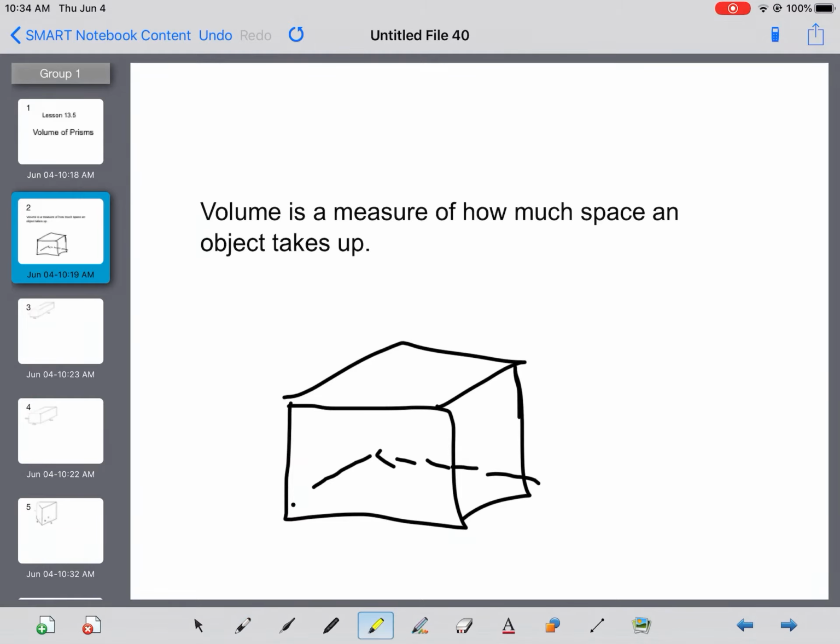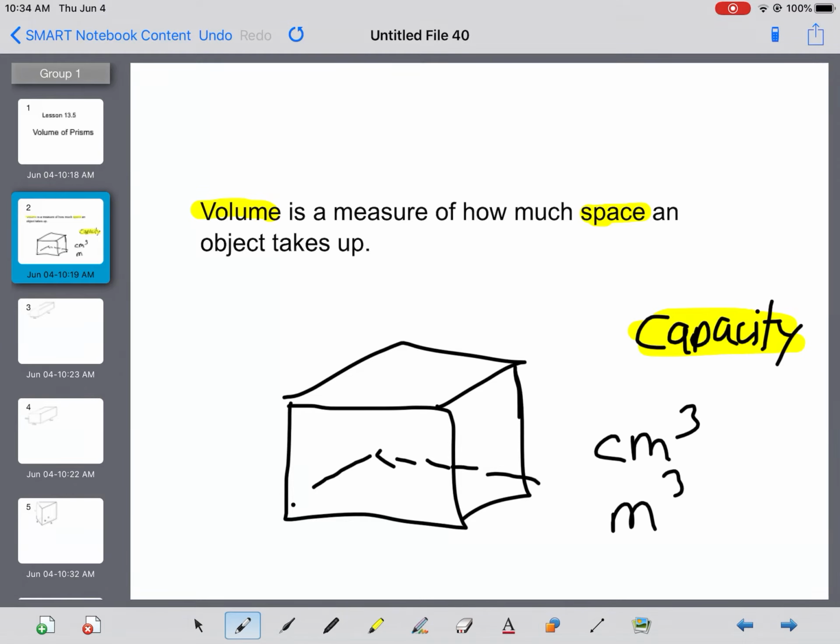Now what I want you to note is this: volume is different than capacity. Often we think volume is, well, if I want to fill the fish tank, how many liters of water would I need to put in? That would be capacity if you're talking about liters, okay? But volume is the measure of how much space something takes up. So we could talk about cubic centimeters, or you could talk about cubic meters.